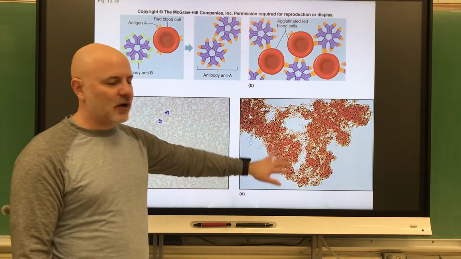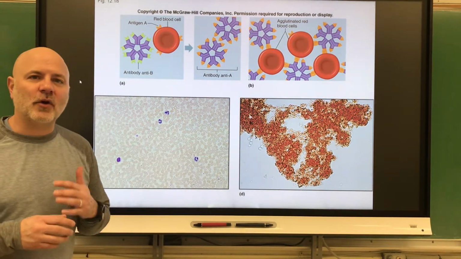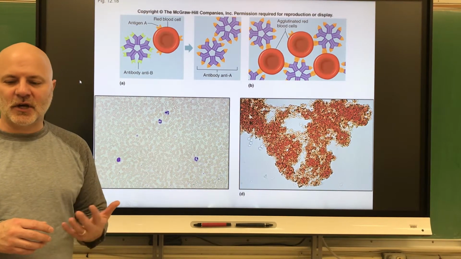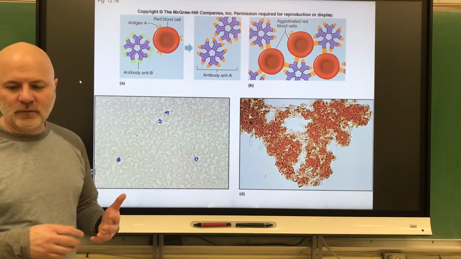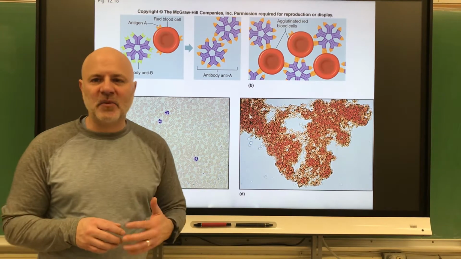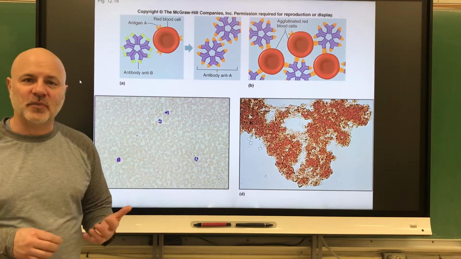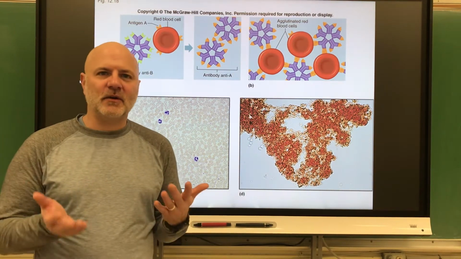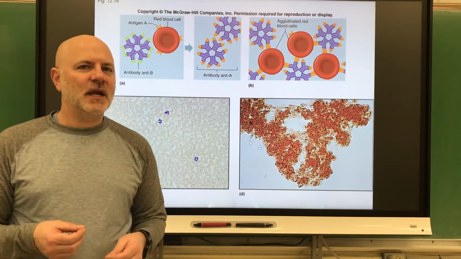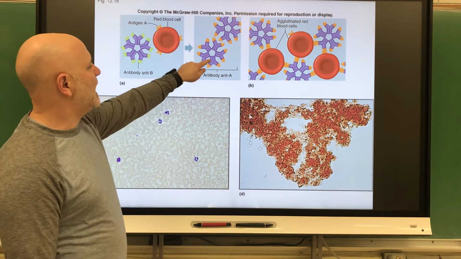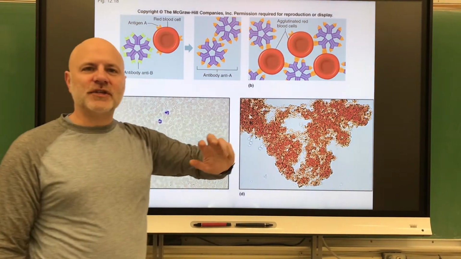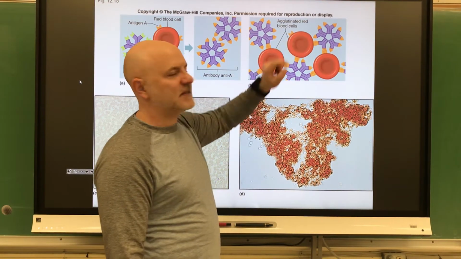And this clumping occurs because antibodies are going to attach to antigens, which are on the cell surfaces of cells, and it's going to cause this clumping. So an antigen is a chemical substance that stimulates B cells to produce antibodies. Another way to think about it, it's just a foreign substance, a foreign protein in most cases. And what's going to happen here is an antibody is going to grab onto an antigen. And antigens typically stick off of the cell surface.